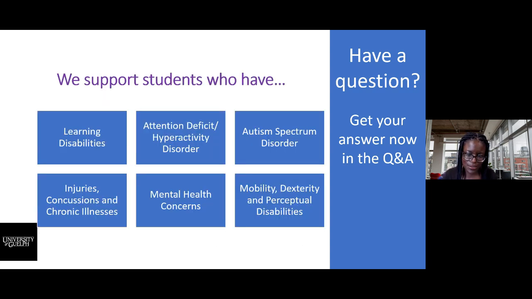So who does SAS support? We support students in all of these different disability categories. So students who have learning disabilities, ADHD, students who are autistic, students who may have injured themselves, gotten a concussion, or have a chronic illness, including, this is where we see most of our students with what we would call temporary disabilities. So a temporary disability might be, you went skiing over reading week and you broke your arm, and unfortunately you broke your arm on your dominant side.